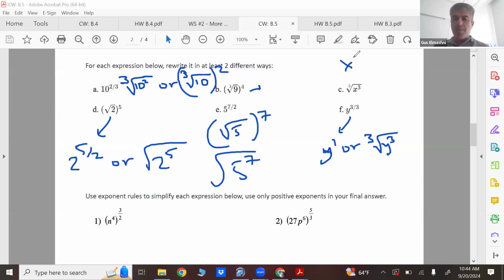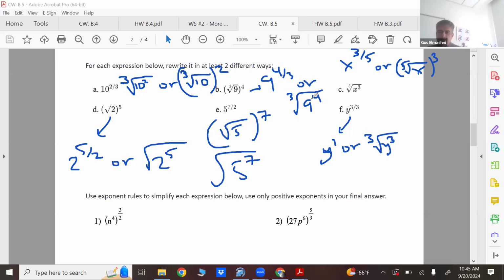C, you can do x to the 3/5 power. Or, let me think about this one. You can do the 5th root and then cube it afterwards. Here you can do 9 to the 4/3. Or you could do 9 to the 4th power, then cube rooted. So a lot of different ways you could write those. Okay.